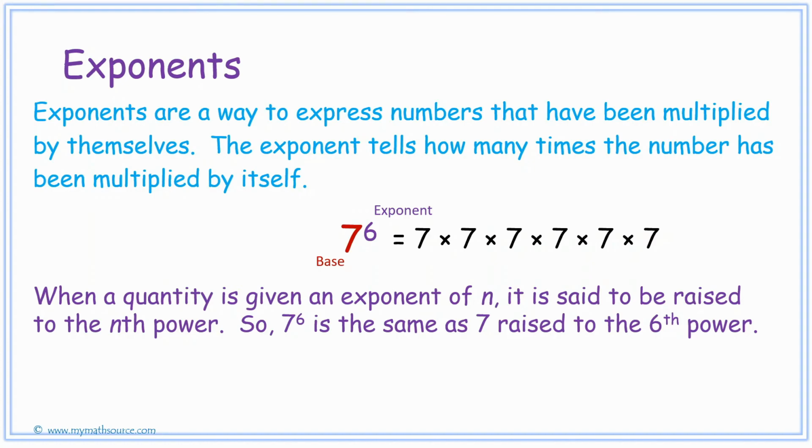So when a quantity is given in this format, we say that it's raised to the nth power. So whatever exponent you see there, you say to that power. So 7 to the power of 6 can be read as 7 raised to the 6th power. And so if I have 5 to the power of 3, that would be 5 to the 3rd power.